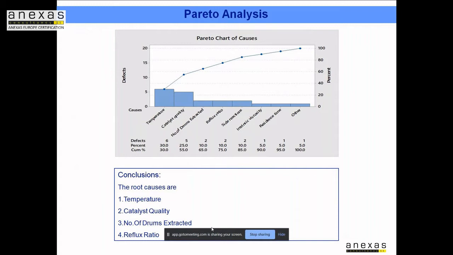Okay, next slide. Yeah, Pareto. Yes, so explain your Pareto. So when we came across the cause and effects, we got to know that the 80 percent line comes under just four: temperature, catalyst quality, number of drums extracted, and reflux ratio are the vital causes where we have got many defects.